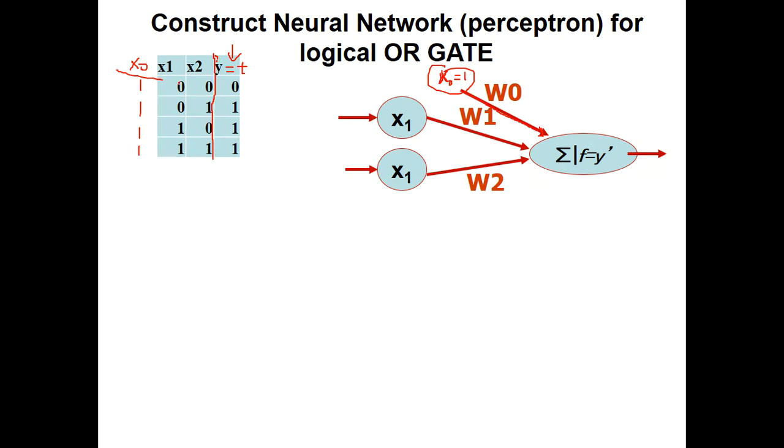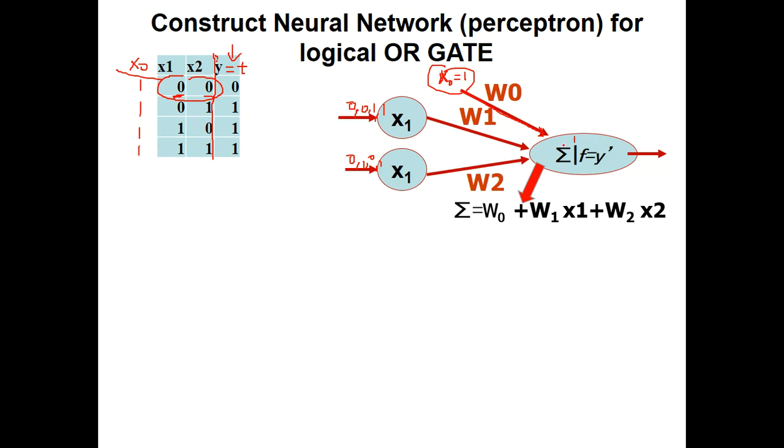Every time we shall feed one sample, the x1 will come here, x2 will come here. Again 0, 1. Again 1, 0. One by one, samples will come at a time.